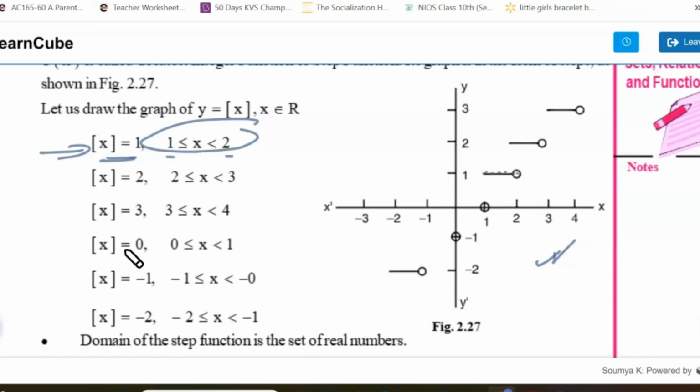Next, when you find out 2, it will be from 2 to 3. So here so many points are there. Okay, so like that you can plot for each, and the resulting graph that you get will be somewhat like this. See, staircase type. So that is why it is known as step function or a staircase function.